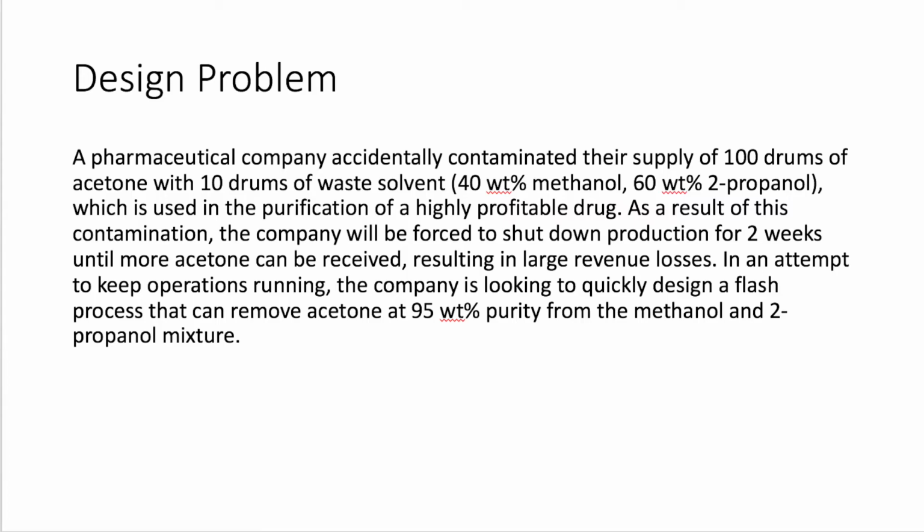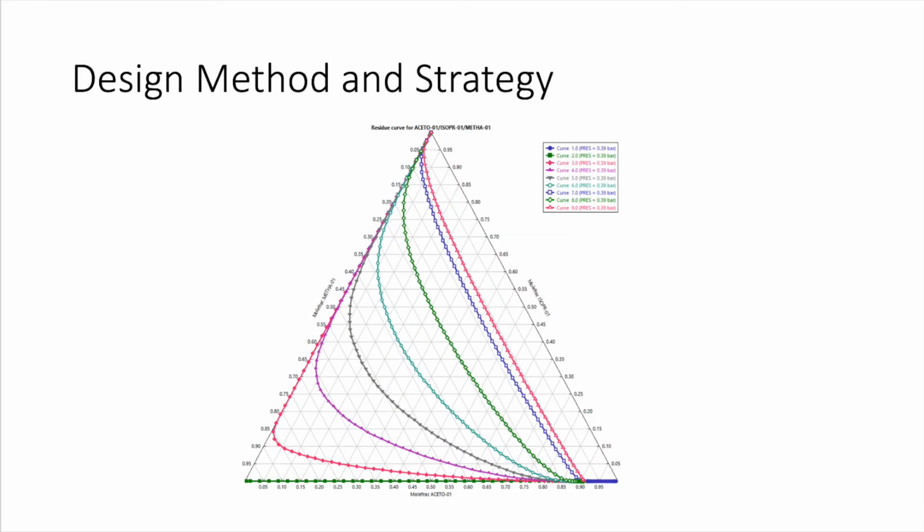In an attempt to keep operations running, the company is looking to quickly design a flash process that can remove acetone at 95 weight percent purity from the methanol and 2-propanol mixture. When examining this system, the Wilson model was chosen because of its fit to the experimental data gathered for the binary systems in lab. Aspen was used to generate a ternary diagram, seen on this slide, for acetone, methanol, and 2-propanol. Aspen was also used to identify the known azeotrope, which occurs at a temperature of 55.24 degrees Celsius and a composition of 77.7% acetone and 22.3% methanol.